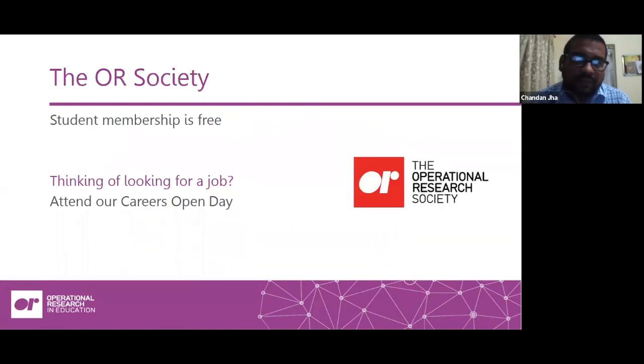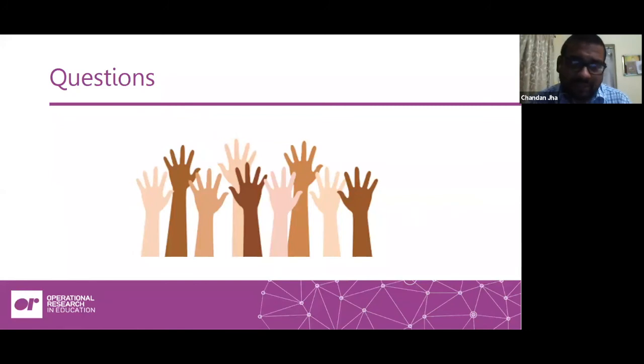Then the membership from the Operational Research Society, the OR Society, provides student membership free, and they are also organizing various events like career fairs, career talks, and other events for undergraduate and postgraduate students, and for school students as well. So if you are looking for a job, then you must attend the careers open day organized by the OR Society. Then yes, questions.